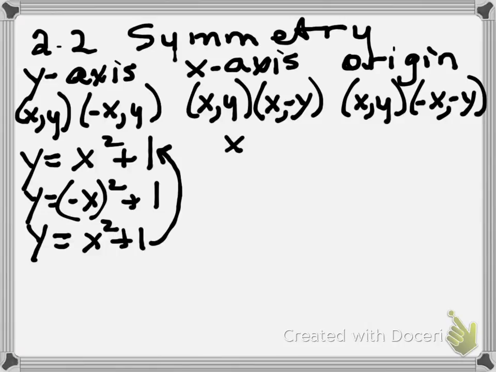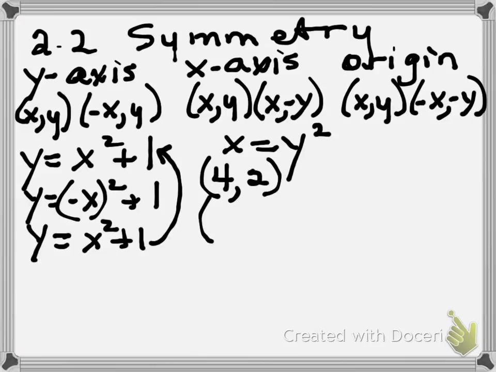If I take a look at an equation like x equals negative y squared, and I look at the point (4, 2), y being squared, 2 squared gives me 4, but also (4, -2). So if I take the y value and square it, (4, 2) and (4, -2) are both on this graph. Therefore, this has x-axis symmetry.